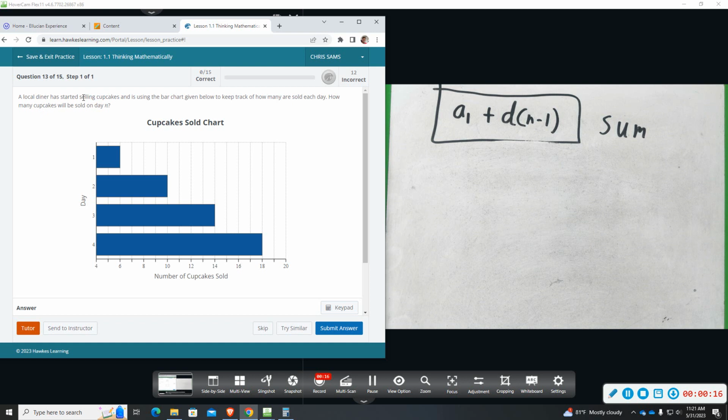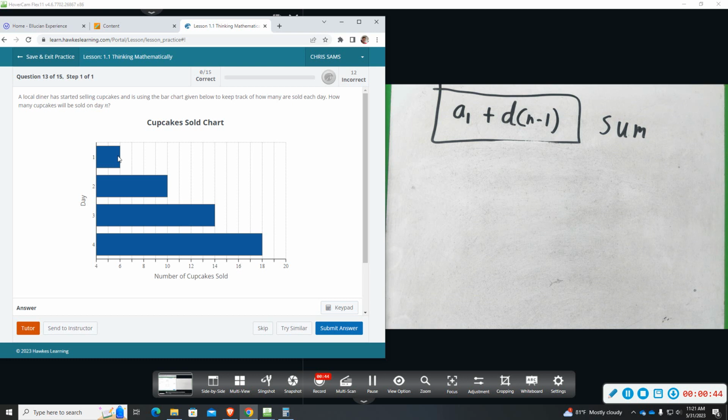So we have a local diner that started selling cupcakes, using the chart below. They kept track of how many they sold each day. How many cupcakes will be sold on day N? On the previous one, they gave us the day, like we were looking for the 14th day. Well, this time they're not telling us what the day is. They just want to know on day N, some arbitrary day, how many would they sell? And so we need a formula, and we're going to be using this formula to figure that out.